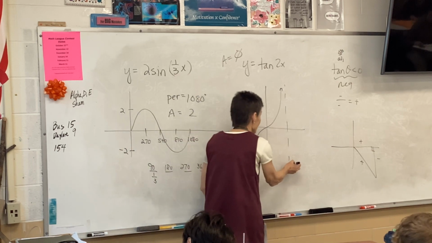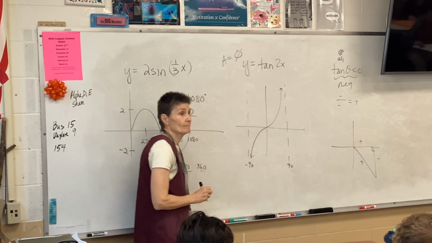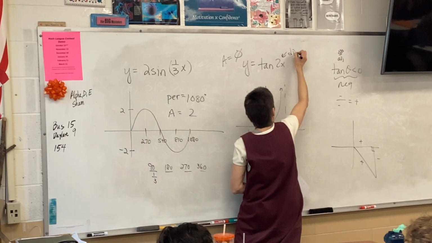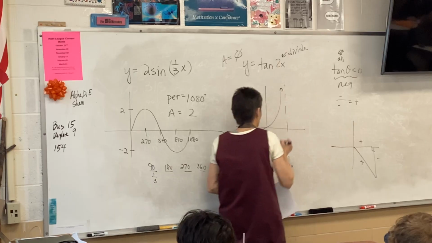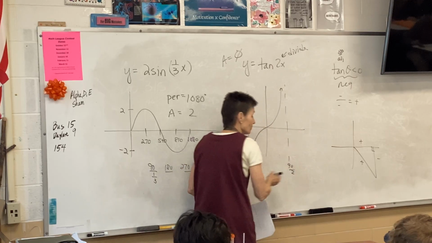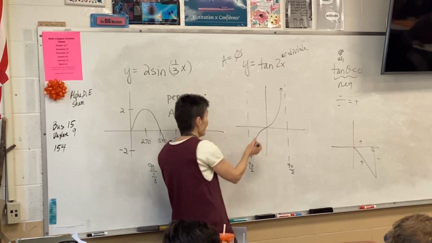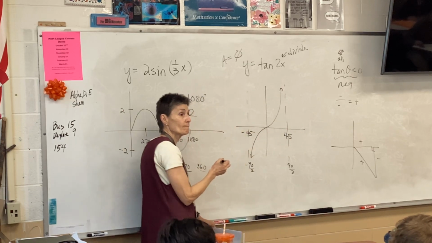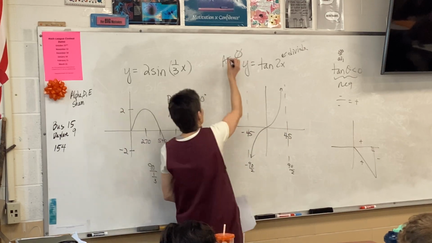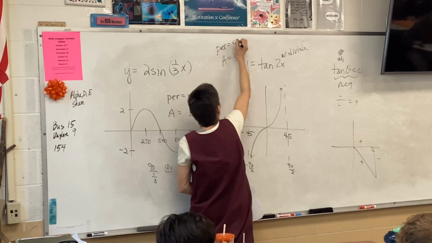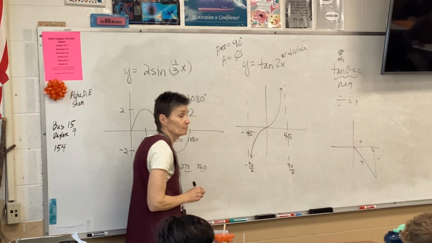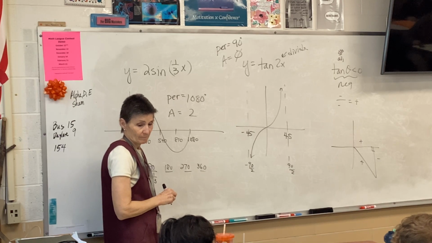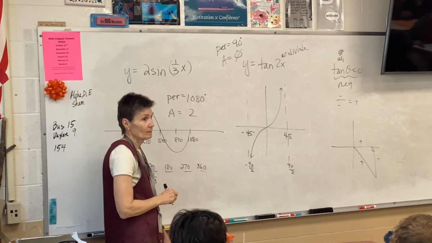These should be negative 90 and 90. But we are dividing, remember this number always divides. So we're dividing by 2. So my actual labels are negative 45 to 45, which means my period is 90 degrees. We getting that, folks? You going to be okay with that?